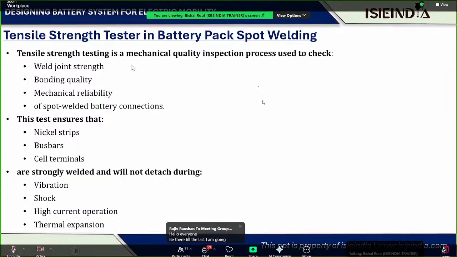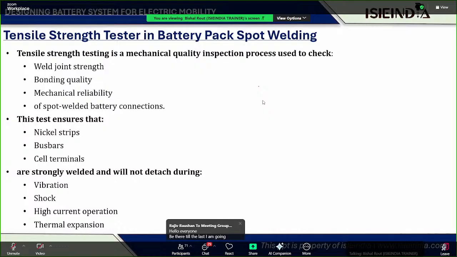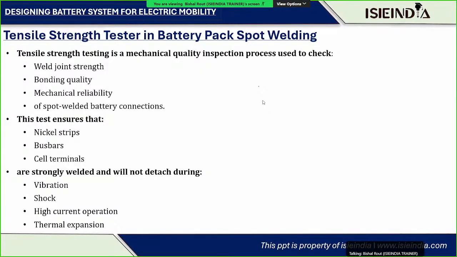Spot welding is a very important, critical factor in the joining process, because cells are connected using nickel strips, copper bus bars, and aluminum tabs. If the weld quality is weak and the weld has not happened properly, the connections may fail during vibrations, current flow, heating, and vehicle movement. That is why tensile strength testing is important. Tensile strength testing is a mechanical quality inspection process followed in the industry, where the weld joints are pulled using a controlled force until failure occurs.